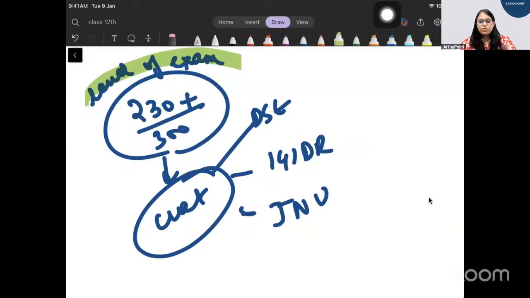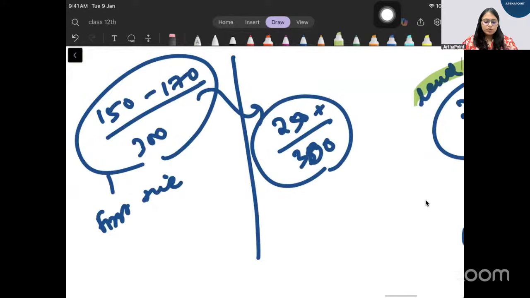How do we improve accuracy in mocks? By giving them twice. You give them the first time, whatever you score, it is fine. You learn from your mistakes, you improve the second time. The second time you give them, you should score 250 plus. That's it. Same mock paper two times.